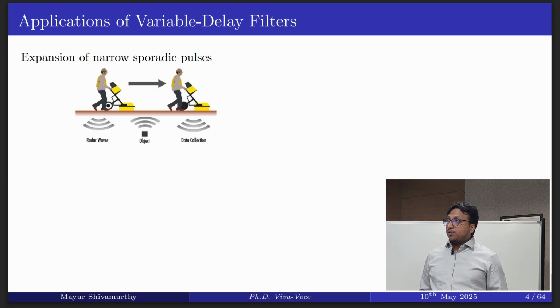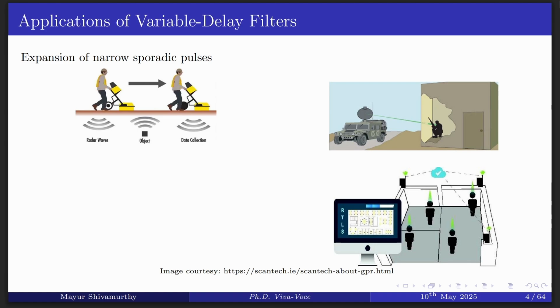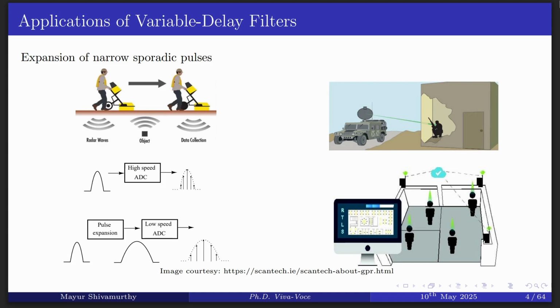Modern data acquisition systems such as ground penetrating radars, through wall imaging systems, or even indoor localization systems identify the position of the object by transmitting narrow continuous time pulses. The reflected signal is then analyzed in order to understand the position of the object. The reflected pulses in these applications are narrow, sporadic, continuous in nature.